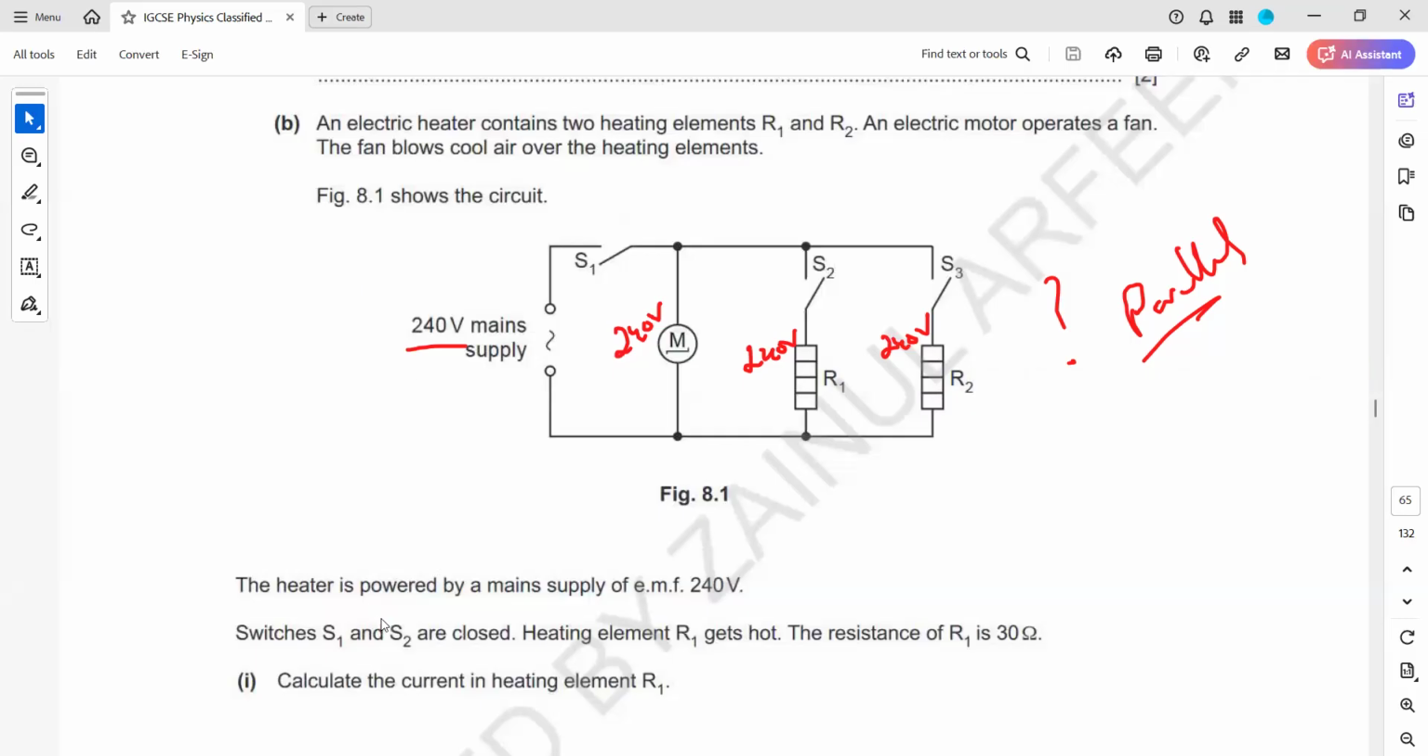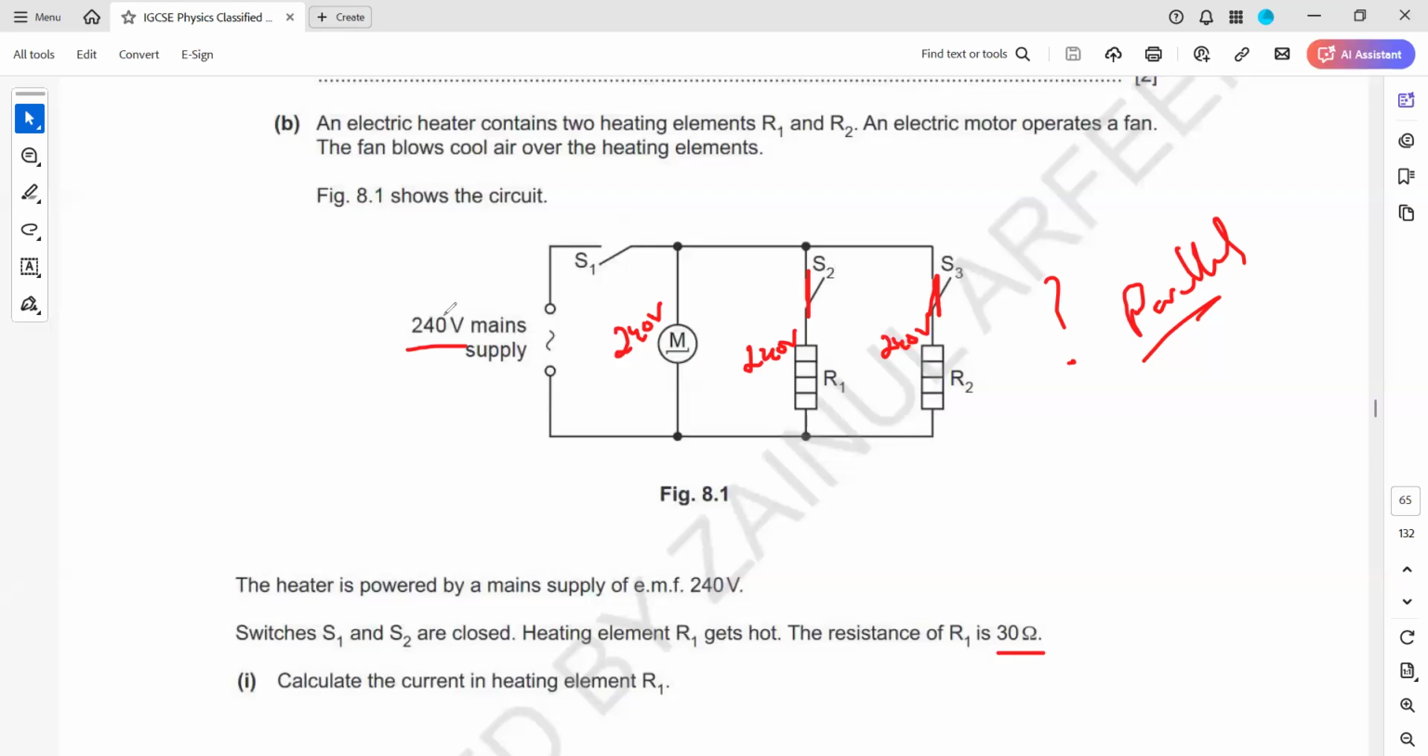The heater is powered by a mains supply with an EMF, electromotive force, of 240 volts. The switches S1 and S2 are closed now. When we say in electricity that we close the switch, it means the circuit is complete, or it allows the current to pass through. The heating element R1 gets hot, and R1 has a resistance of 30 ohm. Calculate the current in R1.